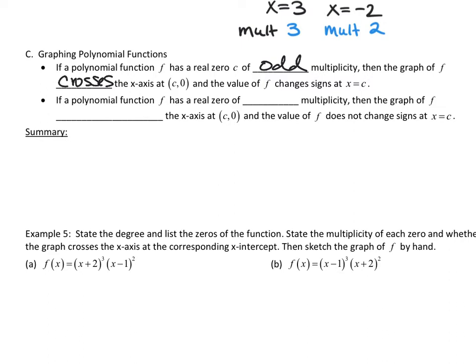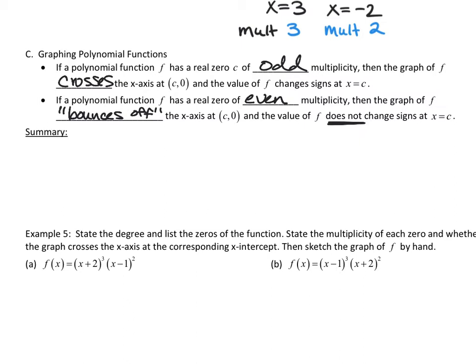If a polynomial f has a real zero of even multiplicity, so 2, 4, 6, 8, on and on, then the graph of f bounces off the x-axis at c comma 0, and the value of f does not change signs. That's important. Everybody highlight, circle, star, underline, does not change signs. So it's going to bounce back.